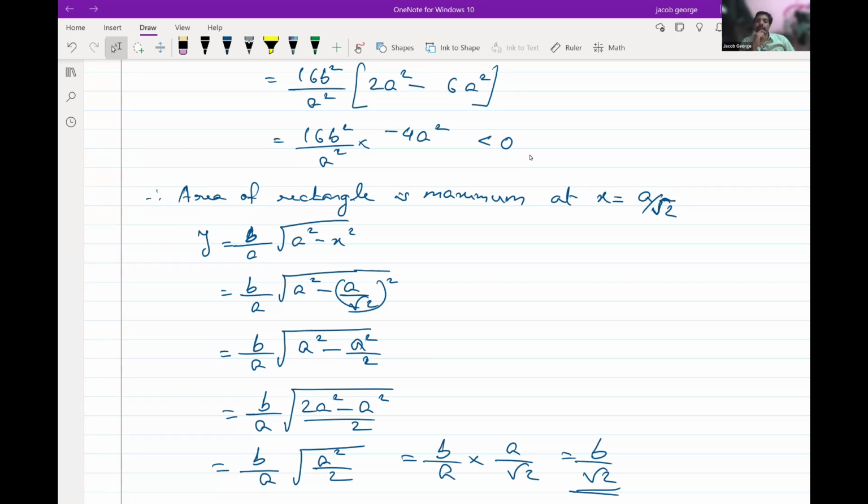Finally, length we get 2x, 2 times a by root 2, or root 2a. And breadth is 2y. That is 2 times b by root 2. It is root 2b. Root 2b. Okay, so these are the length and breadth. Hope you all understood this one.